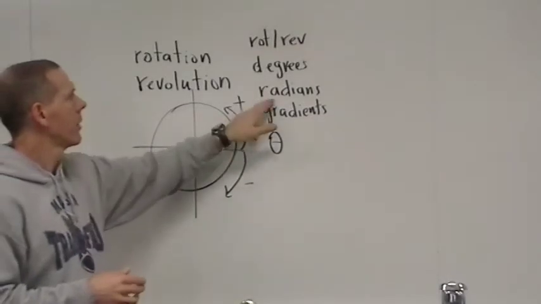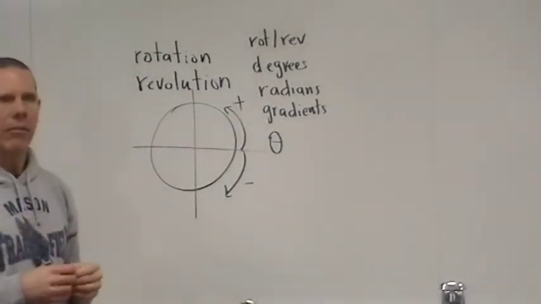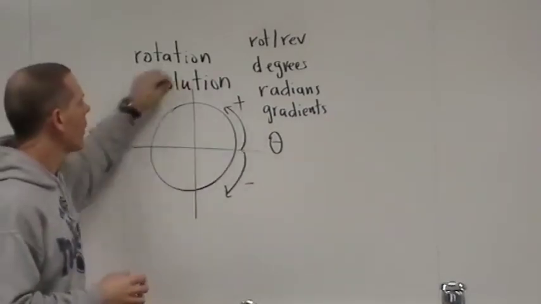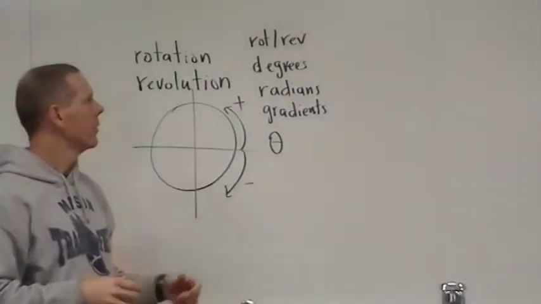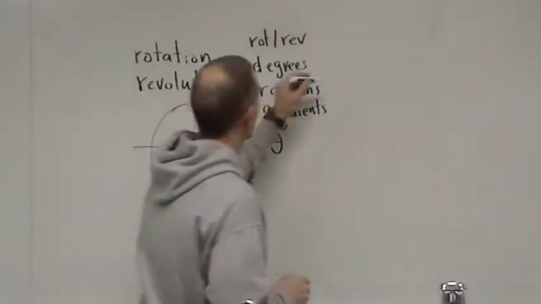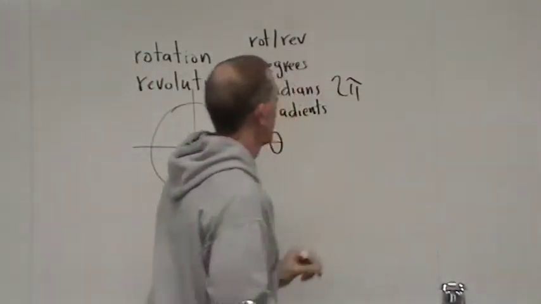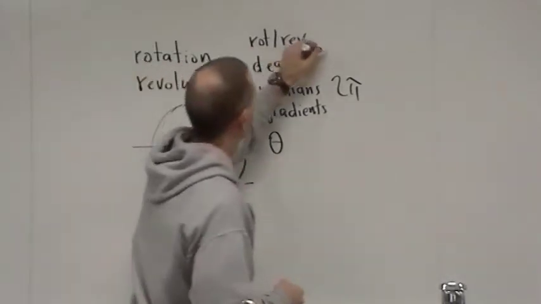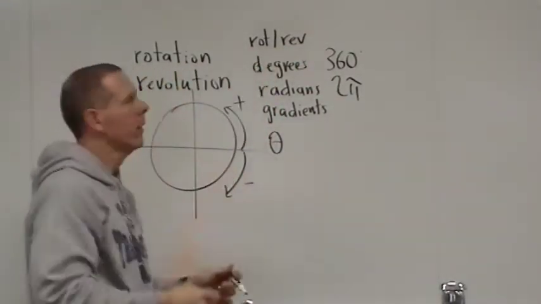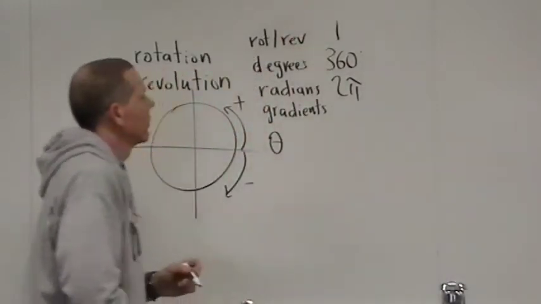We can also measure our angles in radians. And for those of you that are used to the unit circle, we know that all the way around the circle one time is equal to 2 pi radians. That's just what they decided on. So one circle is 2 pi radians. One circle is 360 degrees. One circle is one rotation or one revolution.